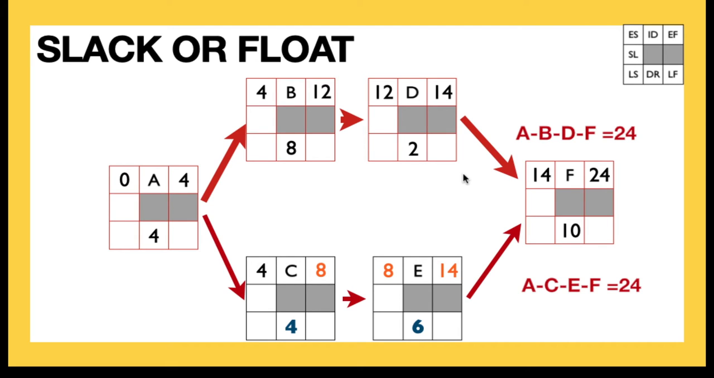Well, what if it's even worse than that? What if E ends up taking 7 days? So now we have a situation where E has not only affected itself, its early finish, but has also affected F. And in fact, the critical path has changed. So now A, C, E, and F is going to take 25 days, and the critical path A, B, D, and F is only going to take 24 days.